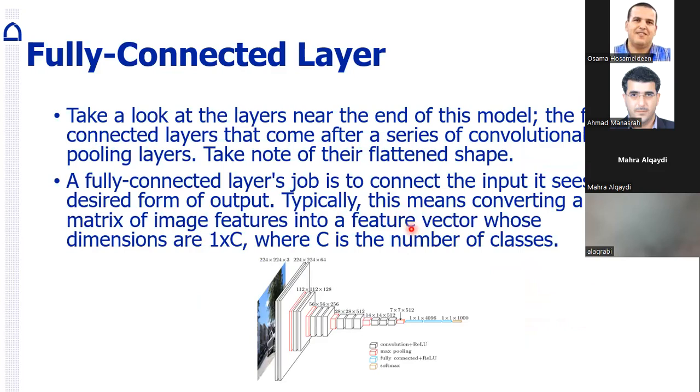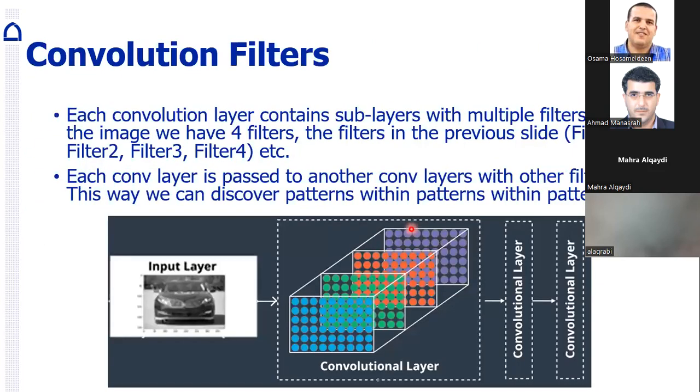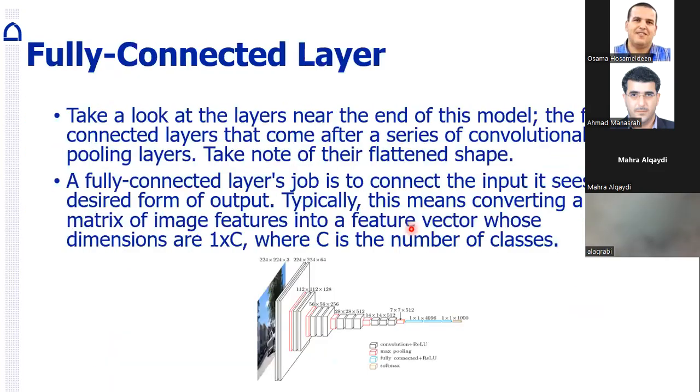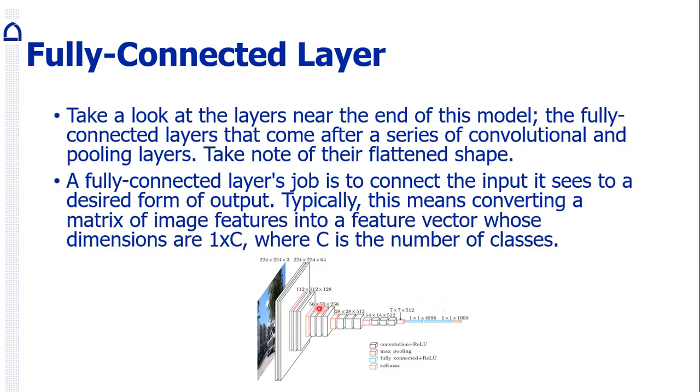The third one, okay, so I'm returning back. We have the convolution layers; this is the first. The second type is the pooling layer, and the third one is the fully connected layer. The fully connected layer we can find at the end. It is like a vector. The fully connected layer's job is to connect the input it sees to a desired, specific output, especially in the training process.